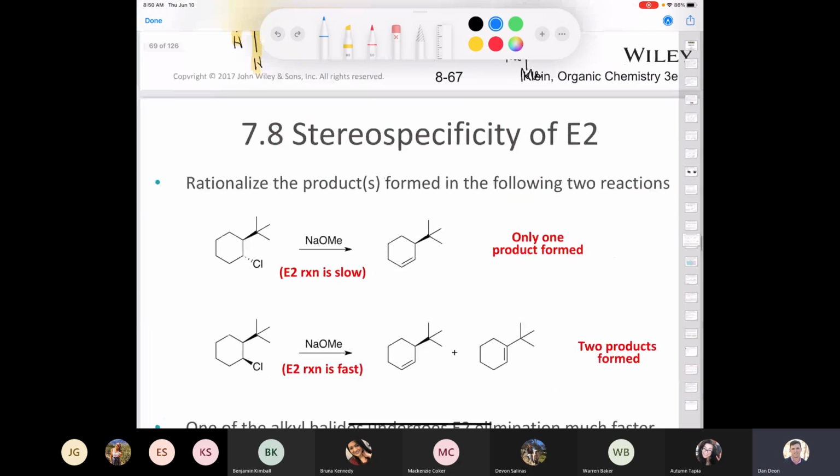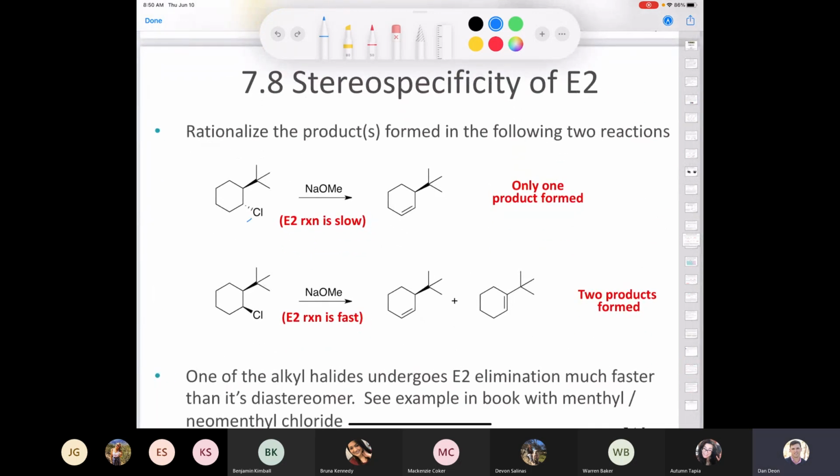If this chlorine is pointing down and axial, how would this tert-butyl group be pointing? Could anybody tell me? Up, down, sideways, axial, equatorial, something else? And it's not a trick question. It's going to be going up an axial. Absolutely, yes, 100%. So Kelly and Mackenzie, both 100% correct. It's going to be going up and axial.